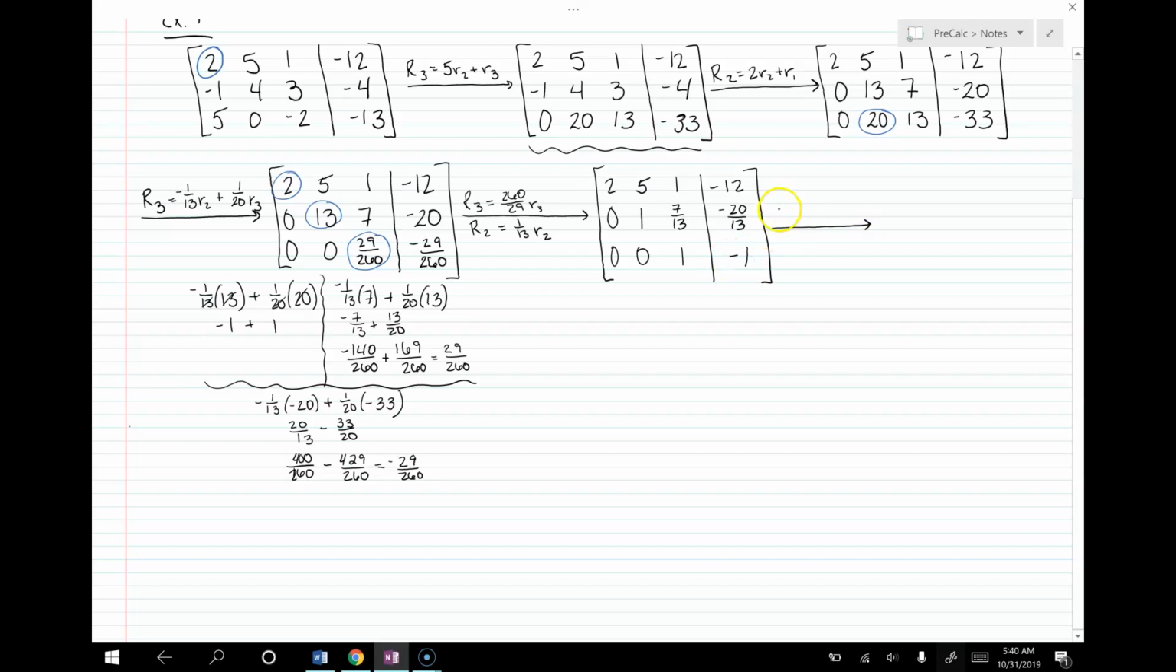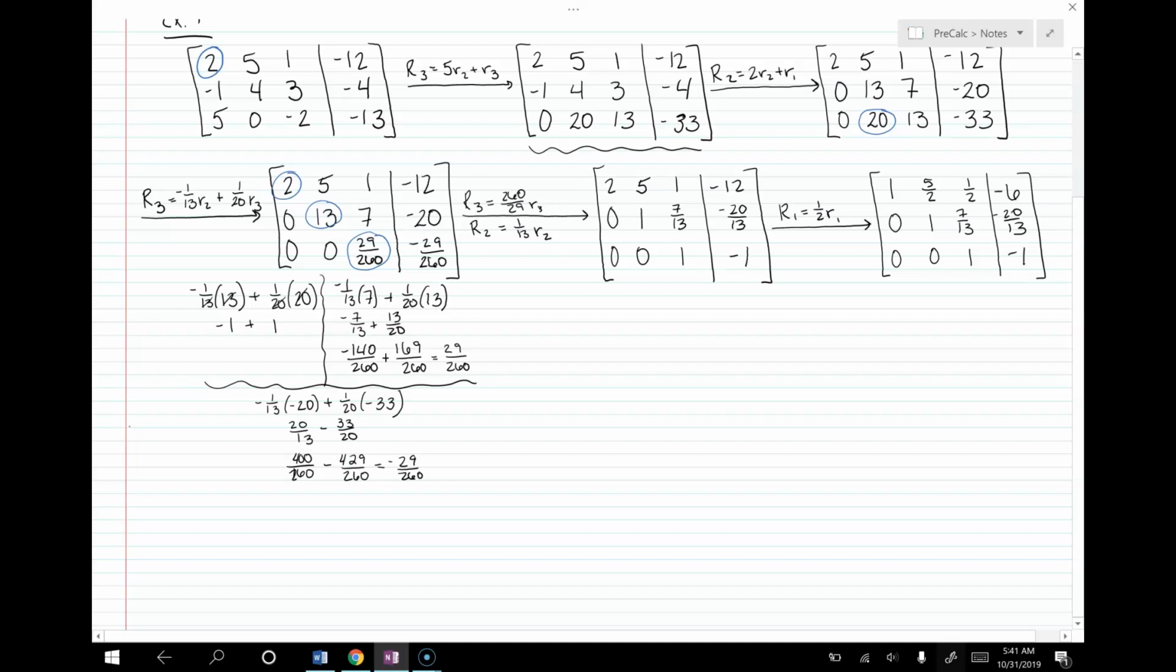The last thing we're going to do is, hey, row 1, we're going to multiply you by 1/2. Again, our goal is to get a 1 in that first spot, so it only makes sense that we're going to multiply it by 1/2. So it becomes 1, 5/2, 1/2, and then we get negative 6. In the second row, we have 0, 1, 7/13, negative 20/13. And the last row, we have 0, 0, 1, negative 1. This is, ladies and gentlemen, our row echelon form.